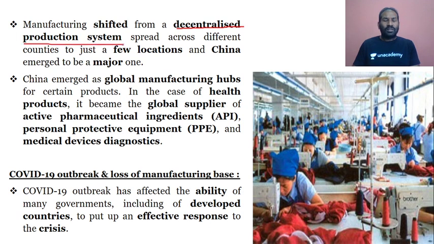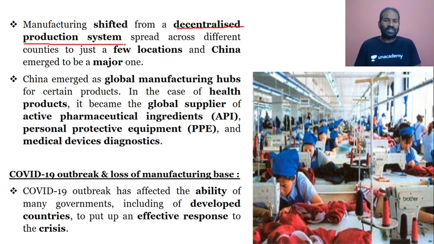So the liberalization has brought in a new concept, that is the decentralization of the production system, which was spreading across many countries, across all the countries which were cheaper and had the raw materials, and where work could be done in a labor-intensive manner. So all these were located and identified, and then this shifting of manufacturing has taken place.